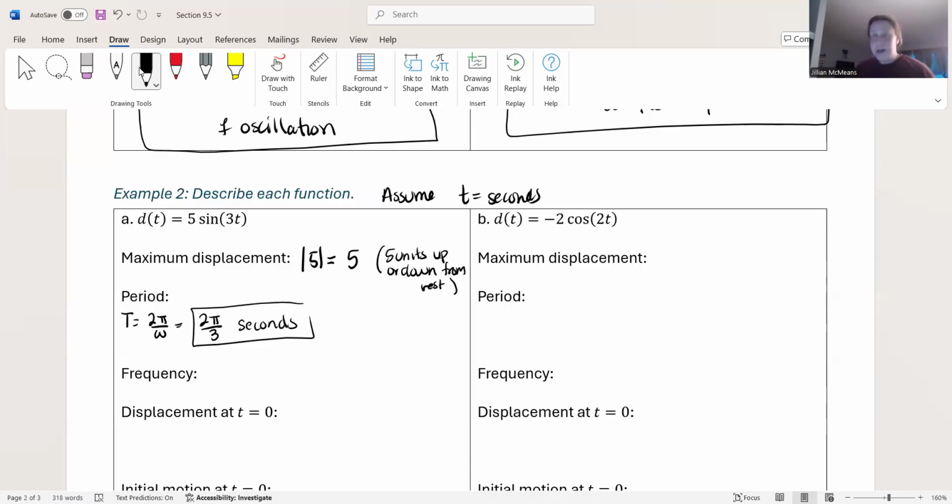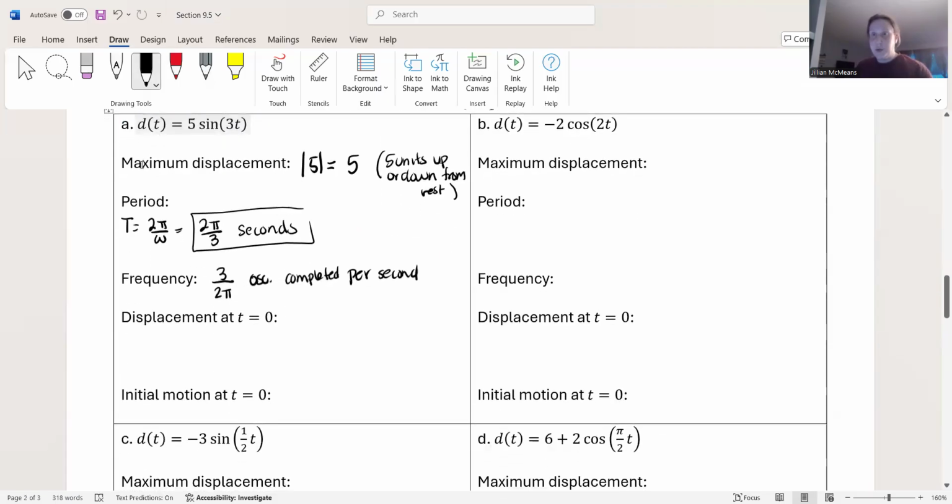Now the frequency. All you have to do for the frequency is find the reciprocal of your period. So we would say 3 over 2 pi oscillations completed per second. Okay? So that's pretty easy. Just understand what's going on with the period and the frequency.